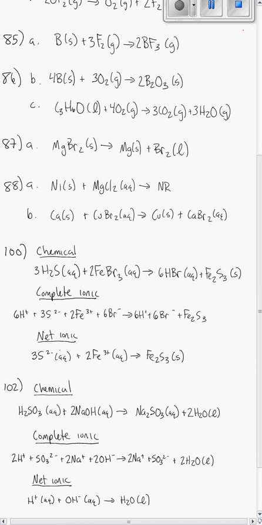Alright, in numbers 85, 86, 87, and 88, we're working with different types of chemical reactions. So in number 85, you're asked to write out a chemical equation for a synthesis reaction. In a synthesis reaction, two or more reactants, we can call them elements A and B, combine to form a single product. So it's a compound made up of the two reactants here.